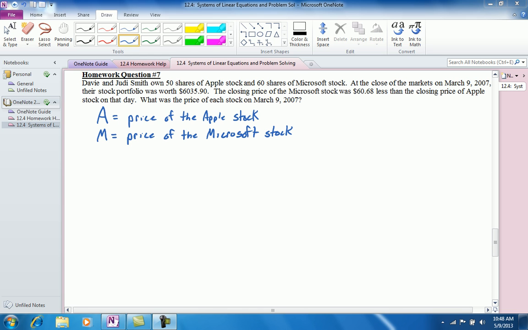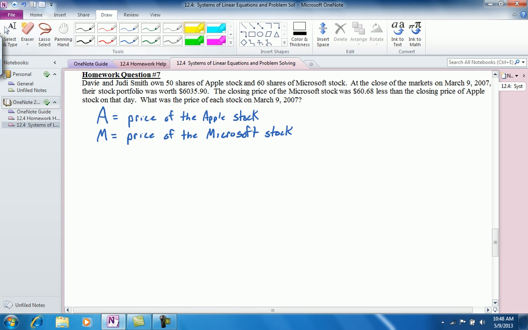Okay, so if you notice, I made variable assignments. I'm going to let A be the price of the Apple stock and M represent the price of the Microsoft stock. I could use X and Y, but A and M are a little more representative. So we're dealing with a system of equations. I need two equations. I need to read the word problem and determine what those two equations are going to be.